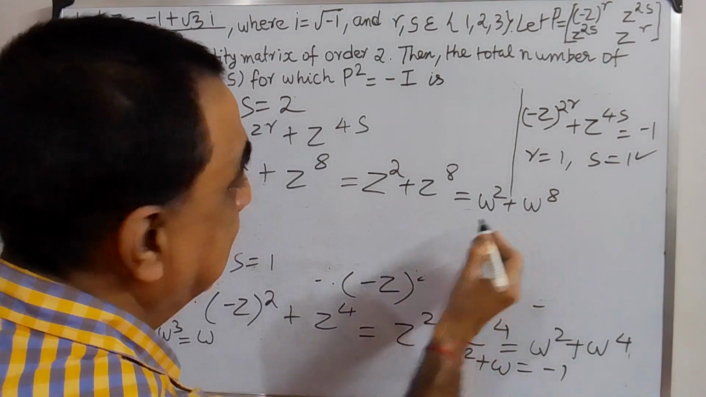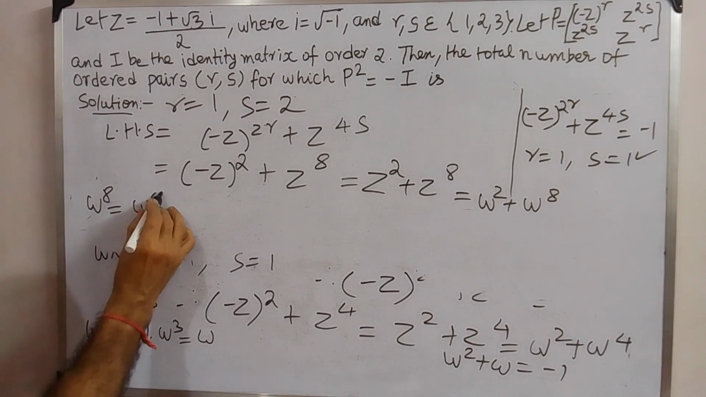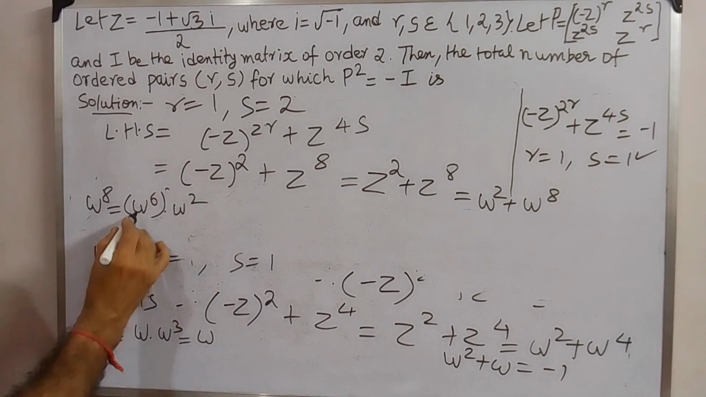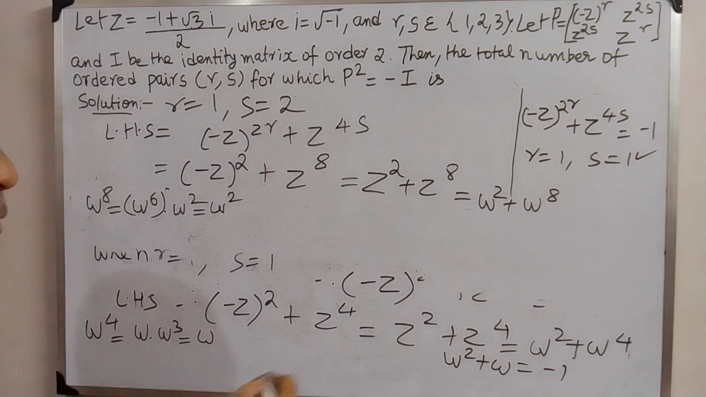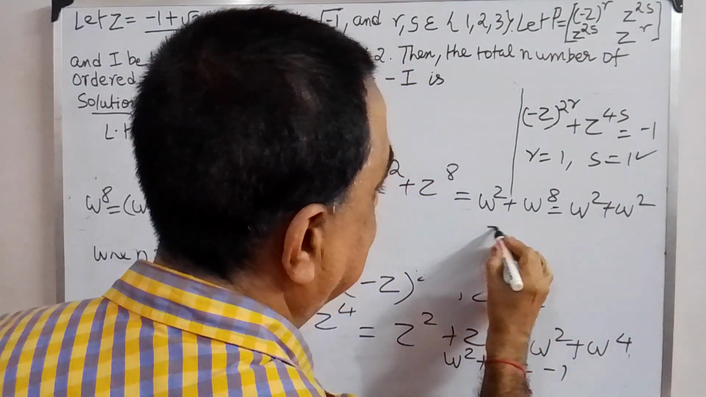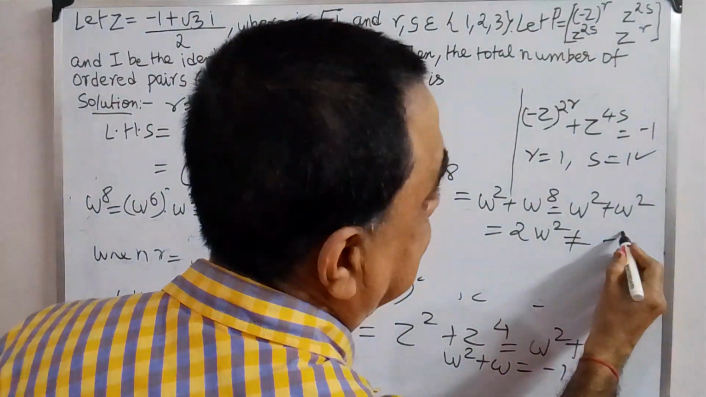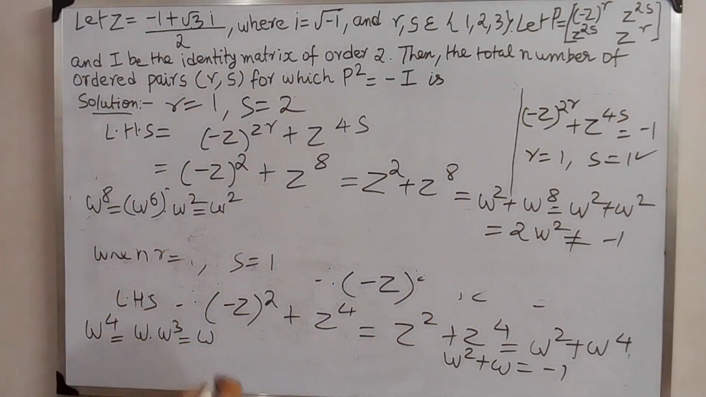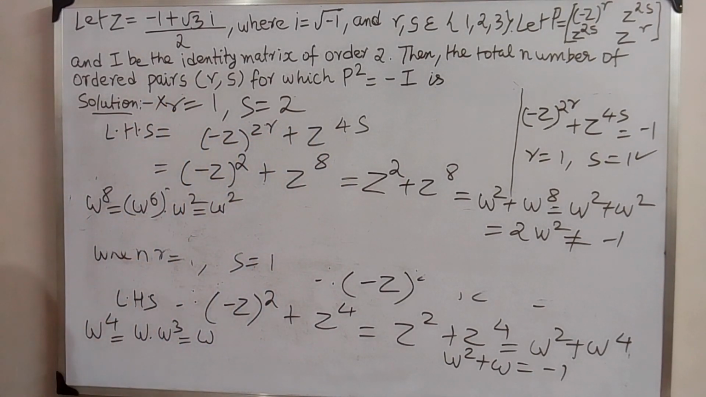Now see here, omega to the power 8 is omega to the power 6 into omega to the power 2. Omega to the power 6 is 1, so 1 into omega squared is omega squared. So here we are getting omega squared plus omega squared, that is 2 omega squared, and 2 omega squared is not equal to minus 1. So this is not possible. That is, r equals 1 and s equals 2 is not possible.